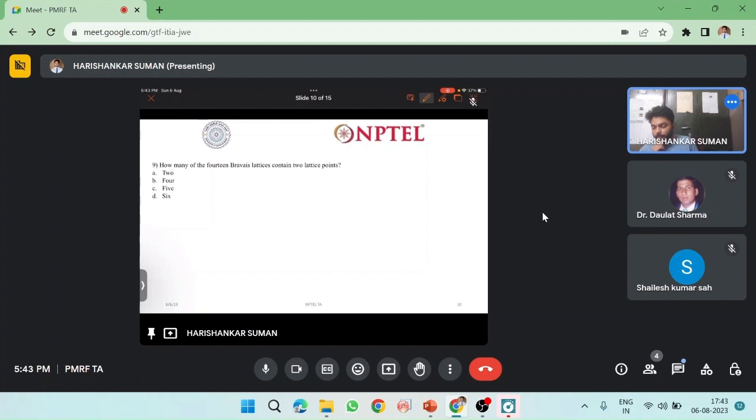Yes, 5 is the answer. So how? Let's see. We know corner sharing gives only 1. If it is body centered, the body centered totally occupied is 2. So cubic first.